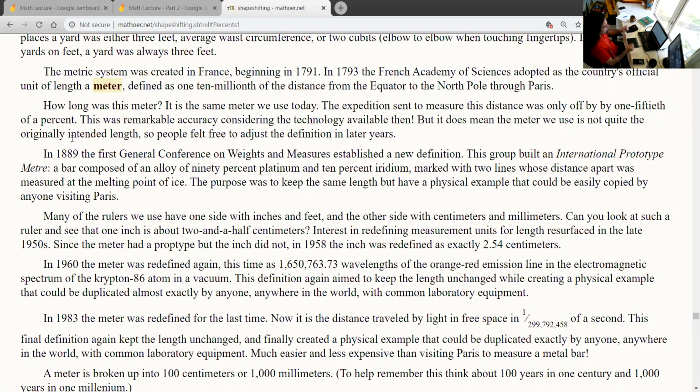And it was kept in a vault in Paris. And if you were a scientist, you could travel to Paris with your own piece of metal, make your own marks, and you would have a meter and know for your lab how long a meter was.